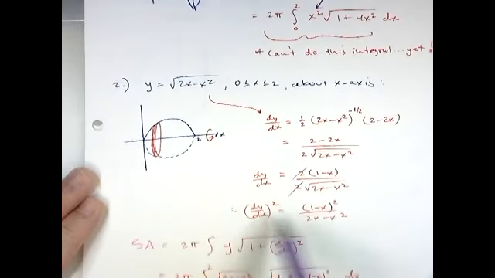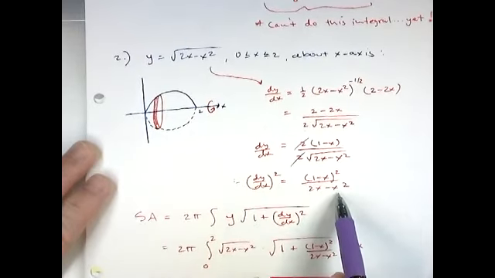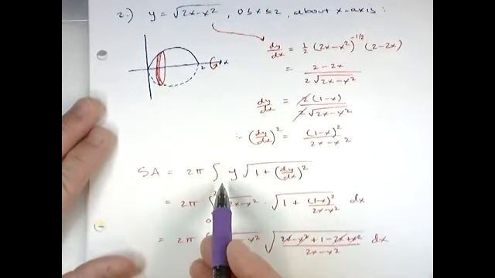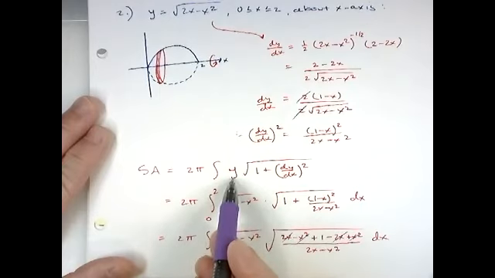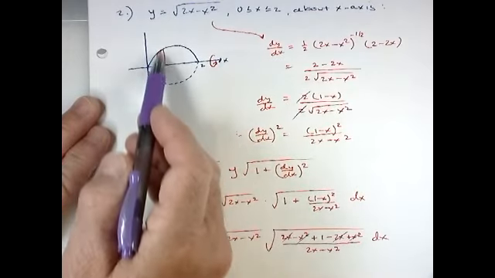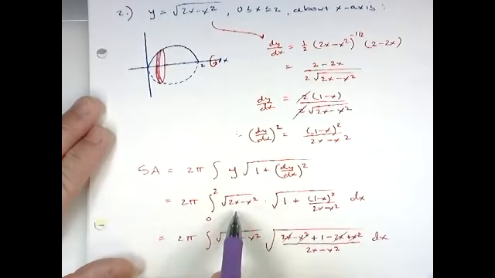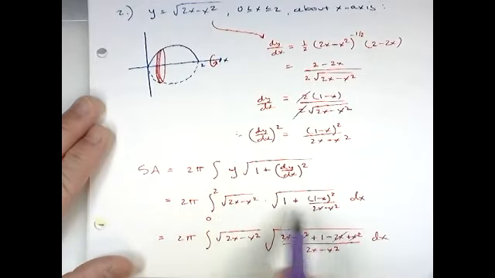And if I square that, I'll just square the top and it'll get rid of the square root in the denominator. Okay. Since we are revolving around the x-axis this time, our radius would be y. The radius of that disk is a certain y value. And so I can use my function for y, 1 plus dy dx squared.